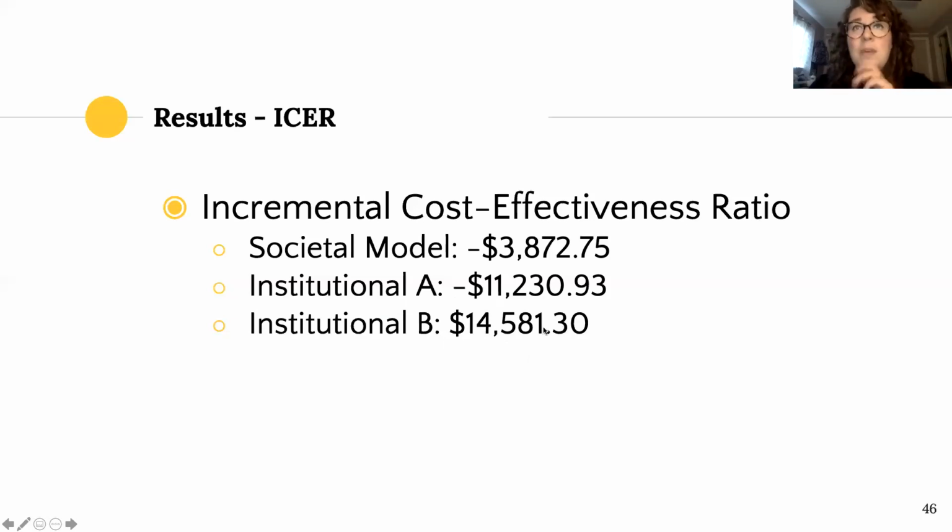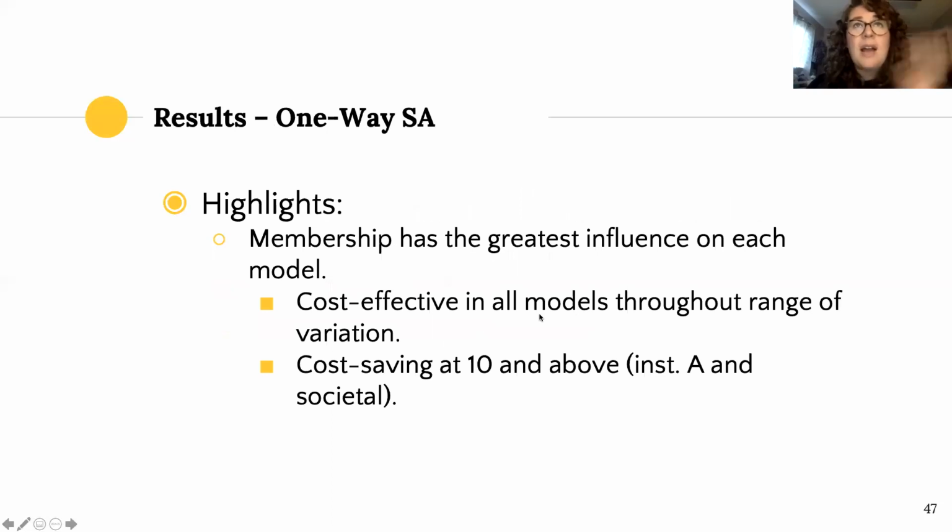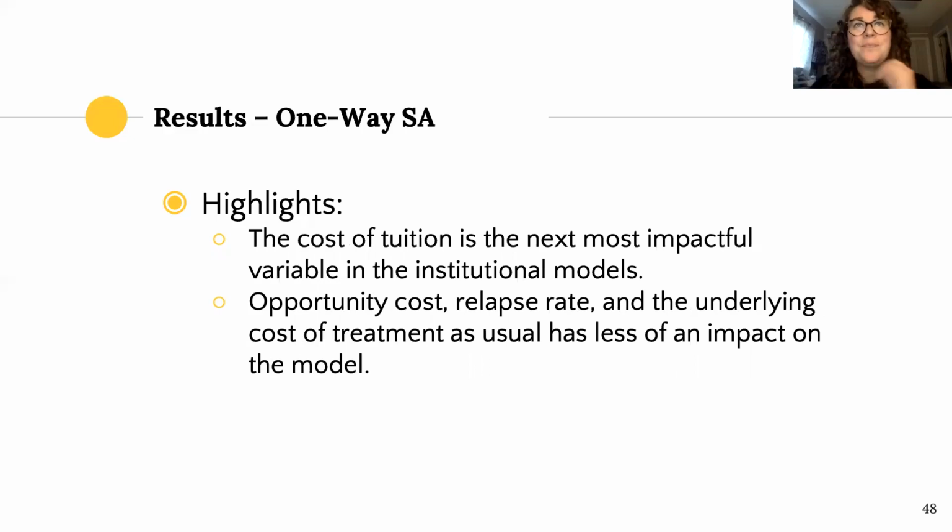However, note that we are below our threshold compared to the cost of treatment as usual. So highlights for the one-way sensitivity analysis: cost effective in all models across the entire range of variation compared to our thresholds that we established, but you're cost saving at 10 members and above for institutional model A and for the societal model. The next most important variable is the cost of tuition.